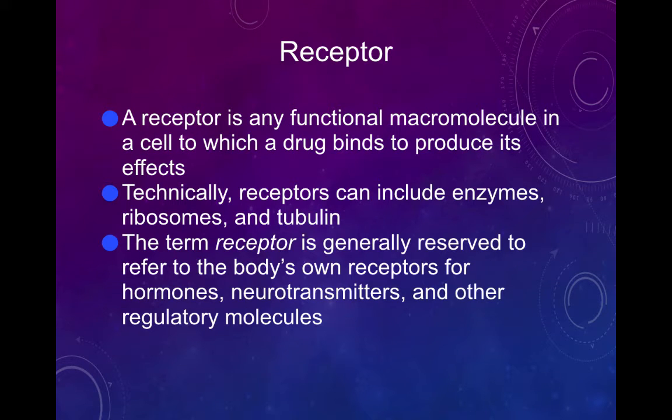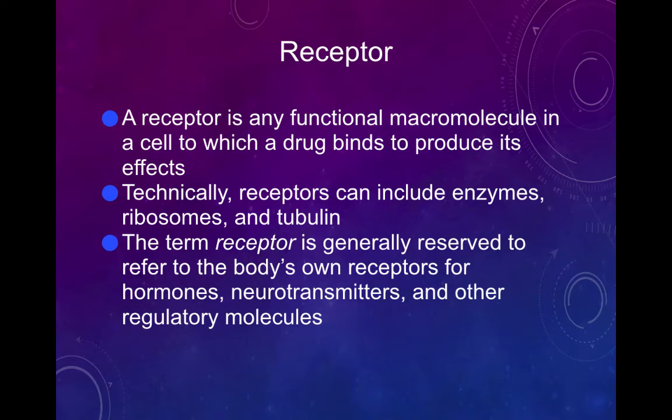A receptor is any functional macromolecule in the cell to which a drug binds to produce its effects. Technically, receptors can include enzymes, ribosomes, and tubulin. So there are receptors on all sorts of different cells, and that's how we find drugs that will actually work on our normal physiologic system. Drugs aren't actually changing anything. They're working on what our body normally does. It's not changing it. It's just facilitating it to do it more, less, or stopping it, and so on.